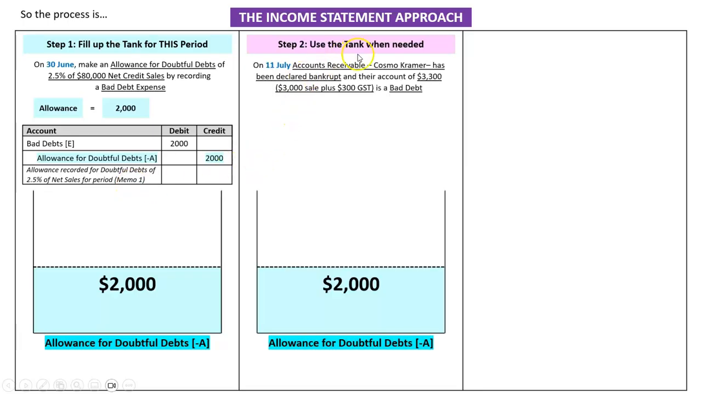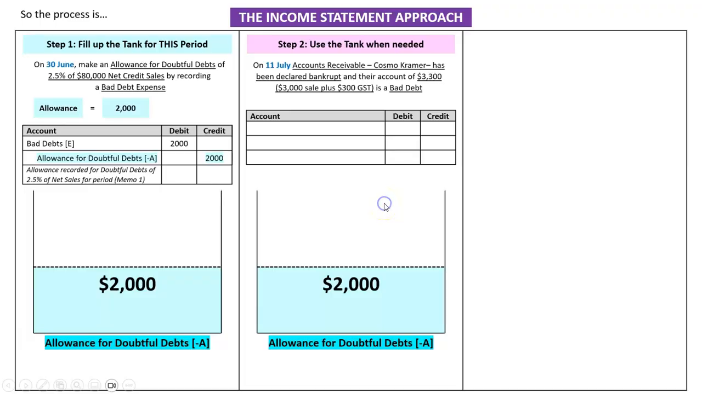Step 2, let's use the tank when needed. So at the moment, we've allowed for $2,000 of accounts receivable to not repay us. But what's different here is what happens on the 11th of July when an account receivable called Cosmo Kramer is declared bankrupt, but they actually owe more than we allowed for. We allowed for $2,000 of accounts receivable to not repay, but this guy actually owes $3,000 plus $300 GST. So what do we do? Well, it doesn't matter. We follow the exact same procedure. So if allowance for doubtful debts, which was a negative asset, went up on the credit side, 2,000, it must go down on the debit side here.